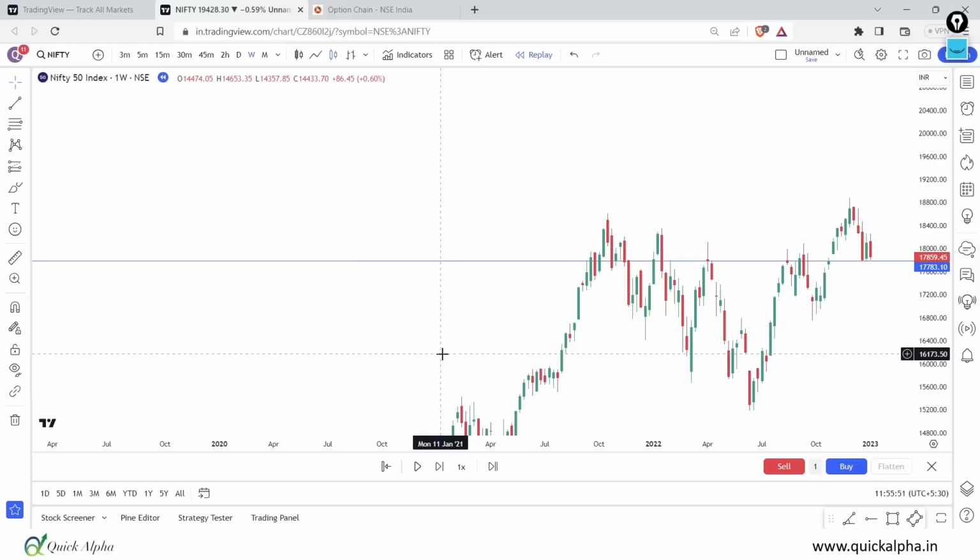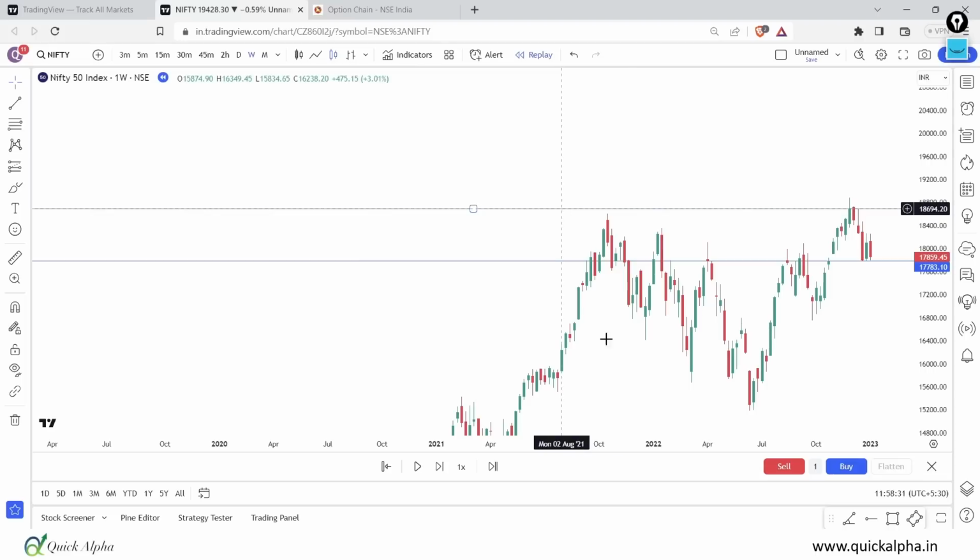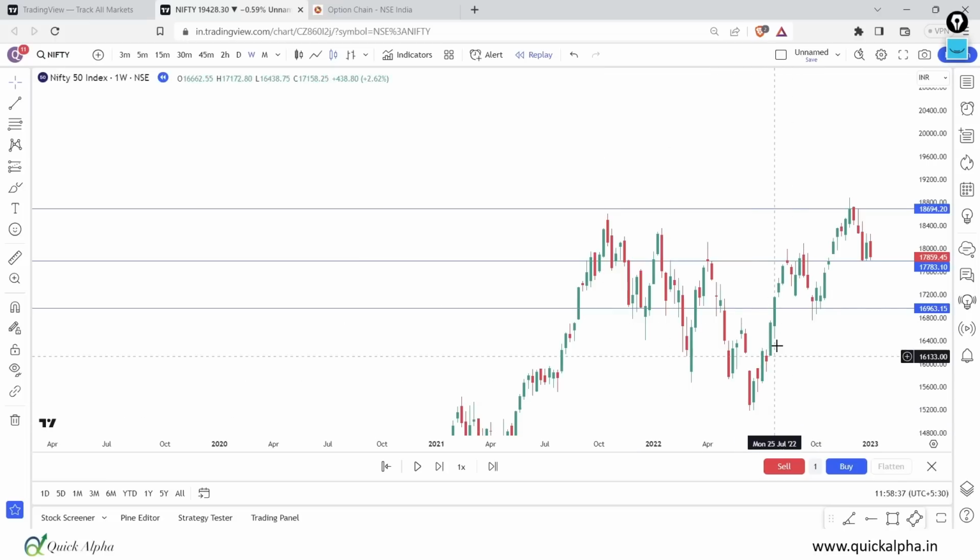And if I were to mark my support and resistance, the resistance would be somewhere around 18,600 and the support would be somewhere around 17,000. And if the market breaks either 18,600 or 17,000, I can simply end up shifting my long-term short straddle. I will tell you what exactly that means. Let us try replaying the chart.